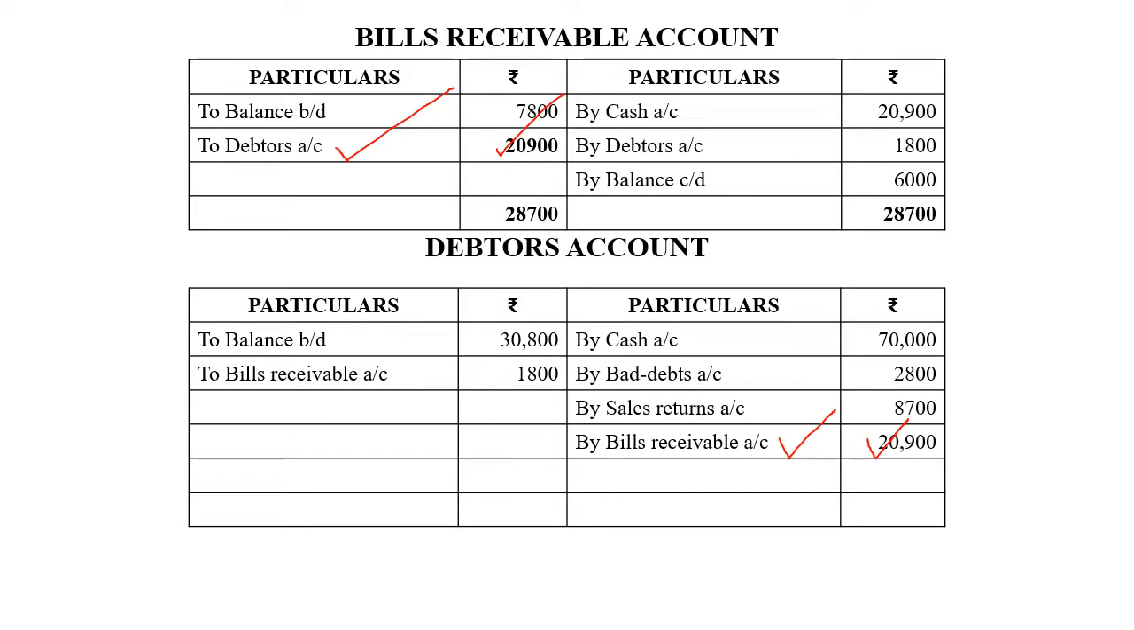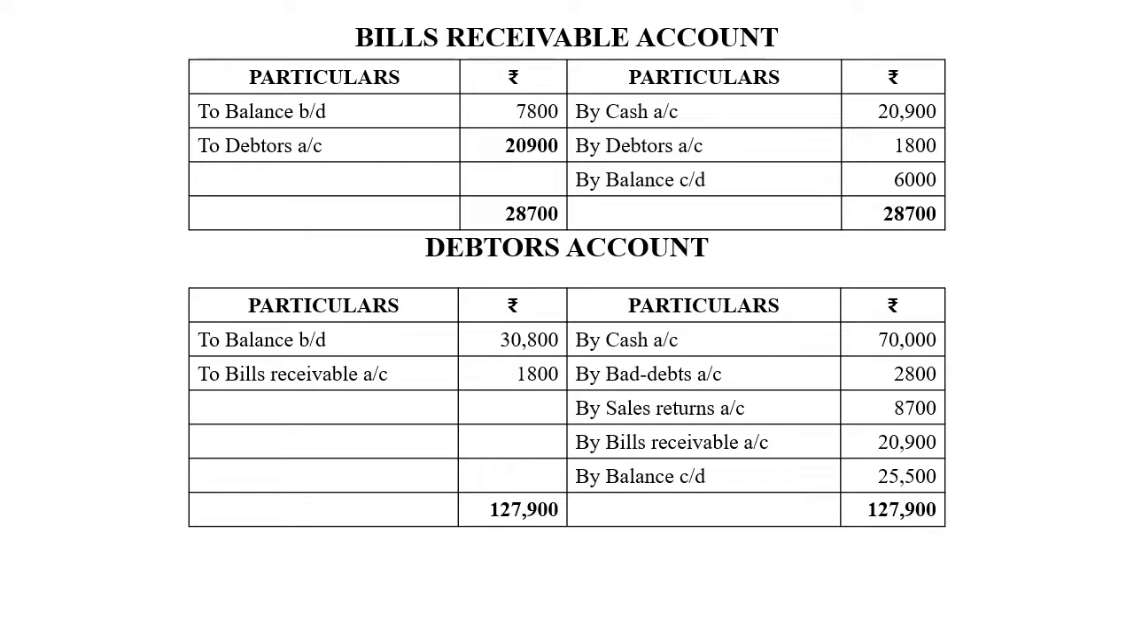Next, you have to record the closing balance, that is by balance carried down, 25,500. So the balancing figure will be, before that you do the total.